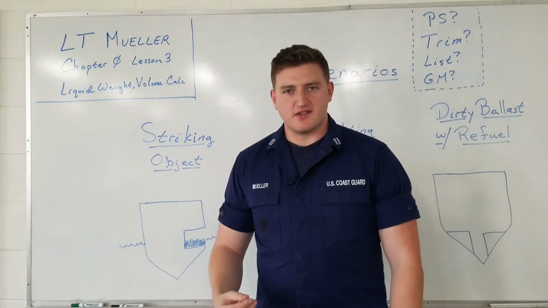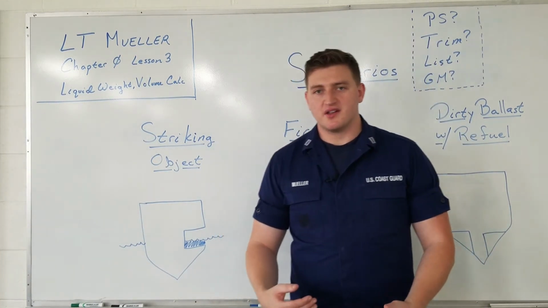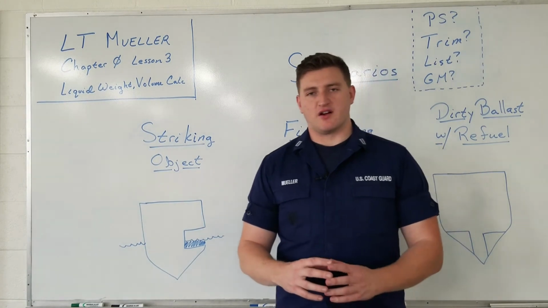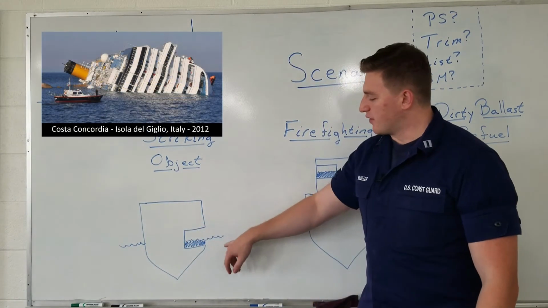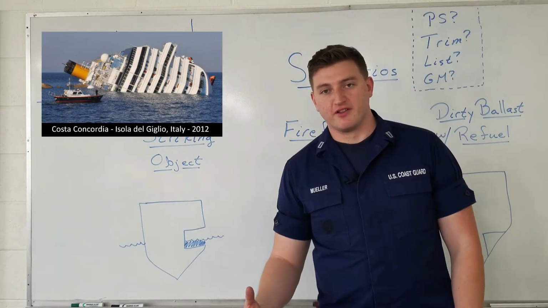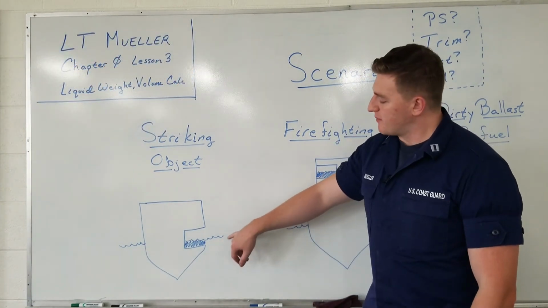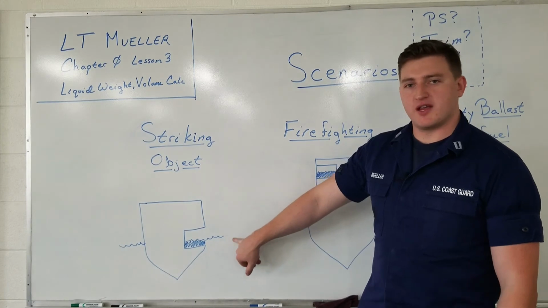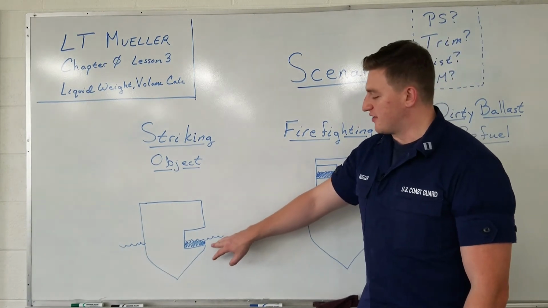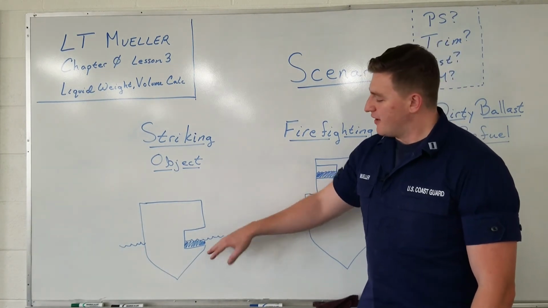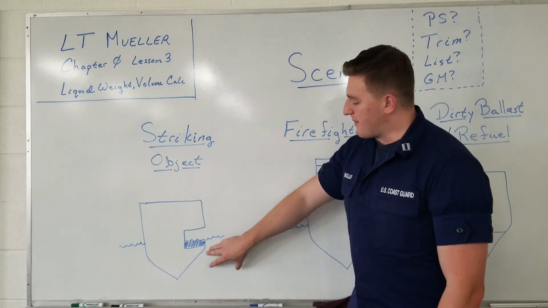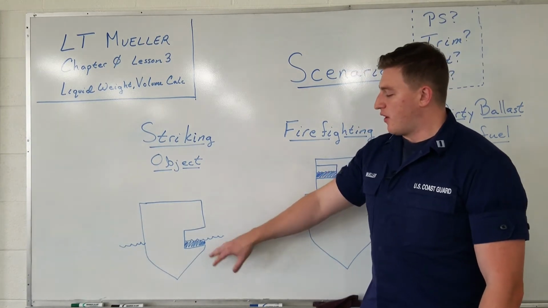Let's take a look at this first scenario, striking an object. Typically, when a vessel strikes an object, this object is submerged, so it's below the waterline. So you're going to have a large tear underneath the waterline, so seawater is going to be flooding in. How much seawater is going to be coming in? We're going to learn about the free surface effect and the free communication effect in this scenario later on in Chapter 5. However, just start thinking about the amount of weight that we're adding due to all this salt water.